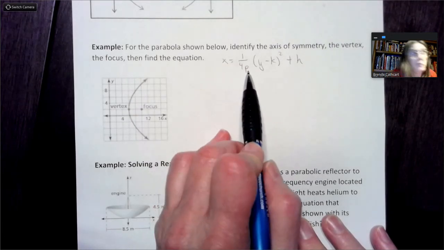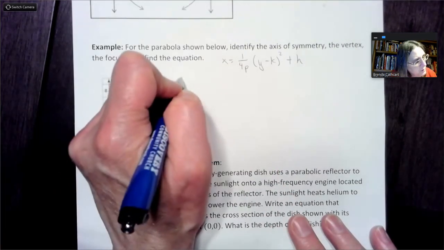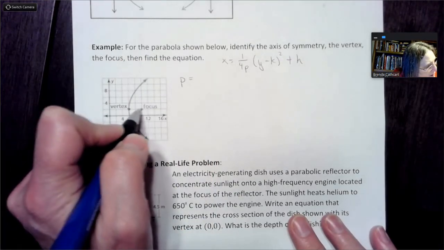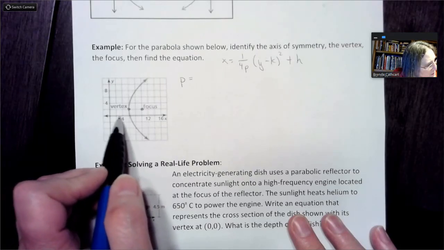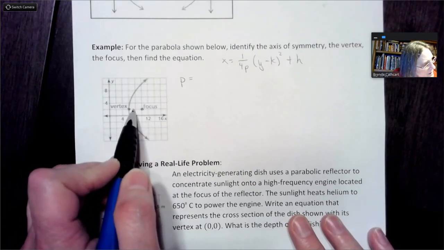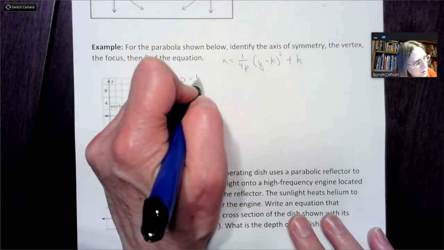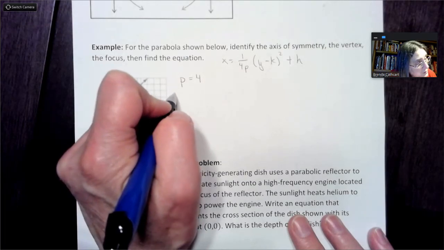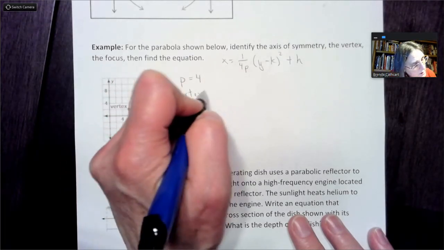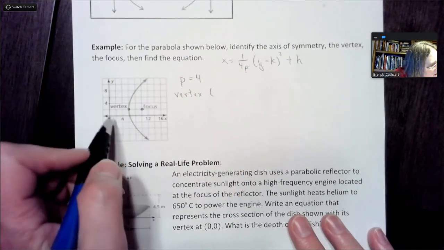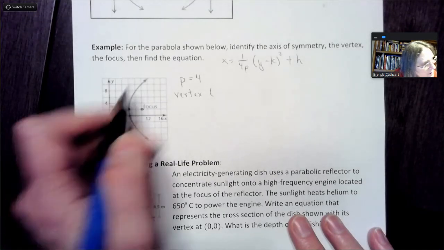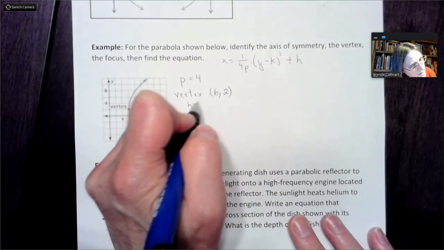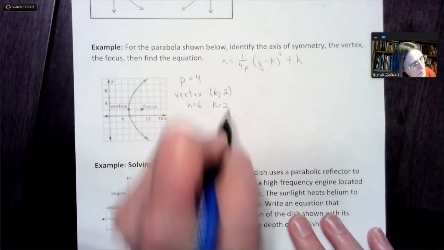The first thing I need to find out is what p is. Remember, p is our distance from our vertex to our focus. So here's our vertex, there's our focus, our scale is going by 2's, so our distance is 2, 4. So p is 4. The next thing I need to find is the vertex, which is going to give us our h and our k. So our vertex is at the point 2, 4, 6, 2. That means h is 6 and k is 2.